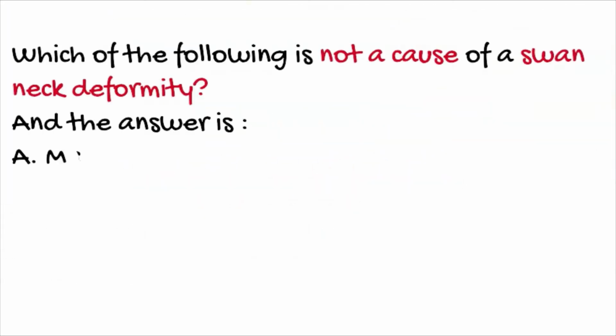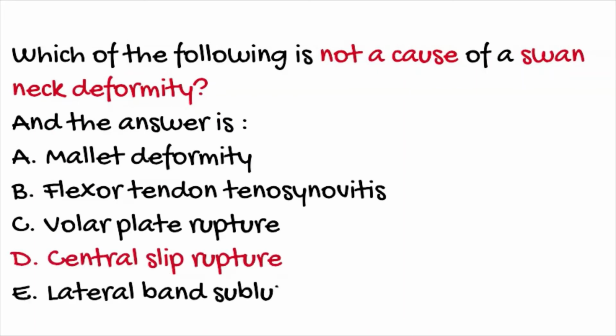And the answer is D, central slip rupture. Okay, everyone? Now let's get to know a bit regarding swan neck deformity.